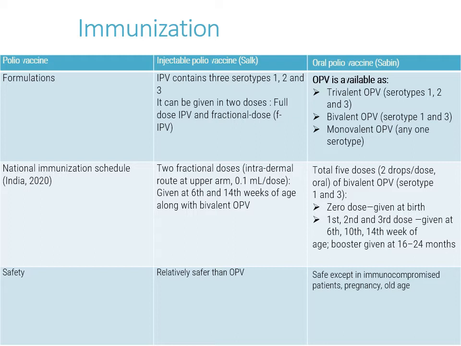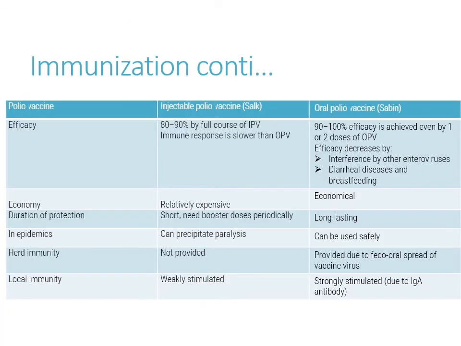If we compare safety-wise, the injectable polio vaccine is much safer as it is a killed vaccine. Oral polio vaccine is safe but not in an immunocompromised person or in pregnancy or old age, because at that time the immunity of that person is down, and as it is attenuated, that means you have only weakened the virus, you have not killed the virus, so it can infect the patient also, and the patient can have vaccine-derived poliomyelitis.